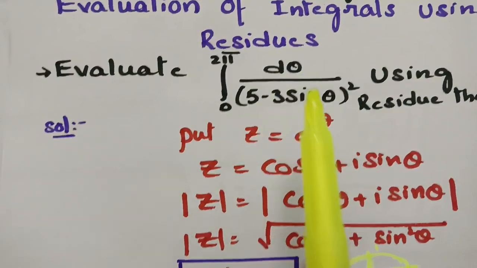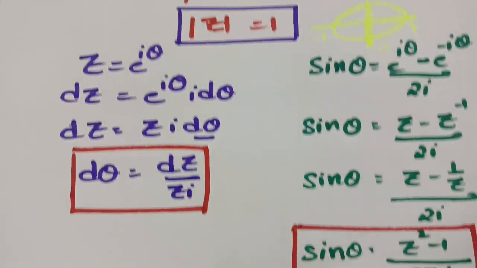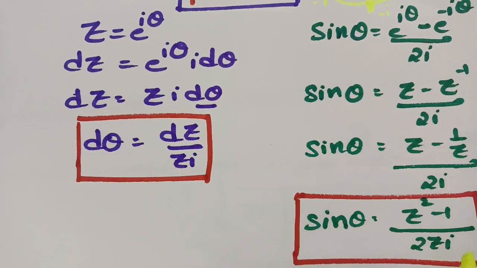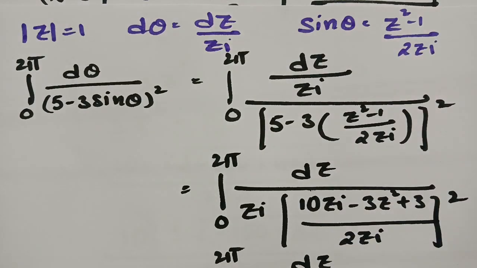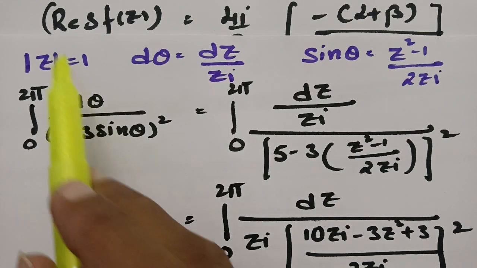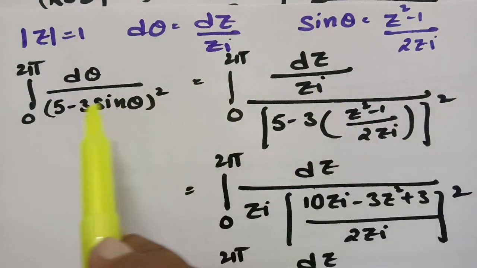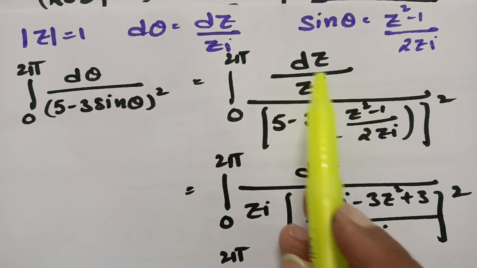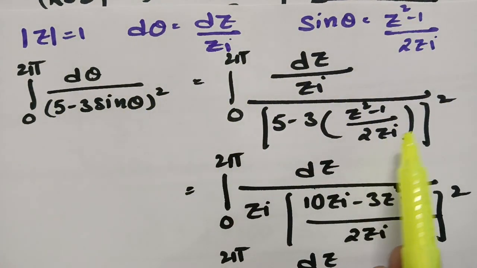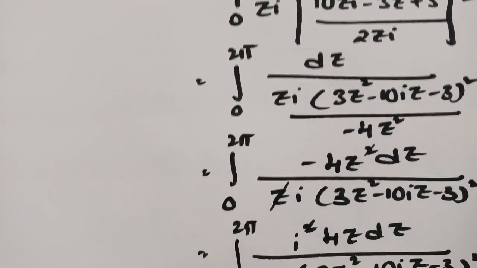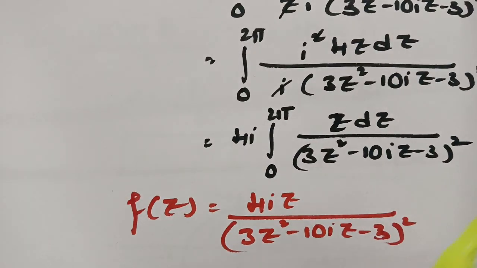So I made the value of d theta as dz by zi, and sine theta value is also very clear as (z square minus 1) by 2zi. Each and every step I have explained, that's why it's very lengthy. So these are all the values, and this is the integral. We have to substitute d theta as dz by zi, and sine theta value is this one, and after solving, taking LCM, we got f of z value as this one.